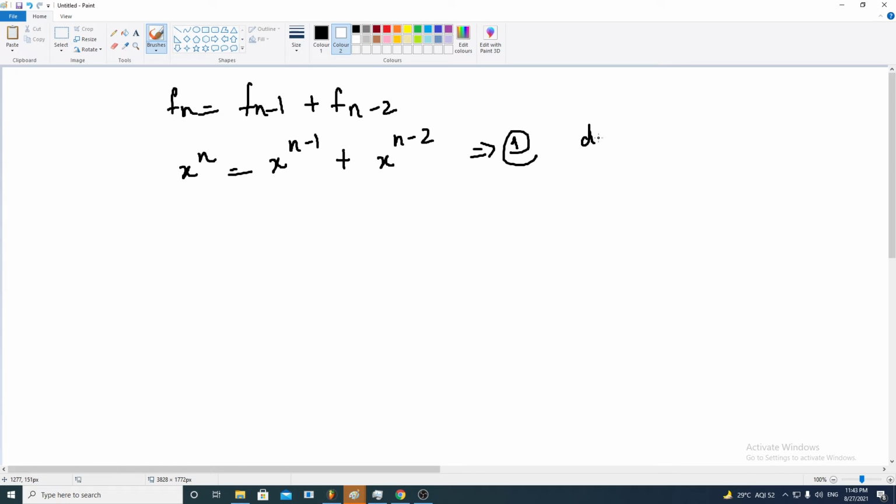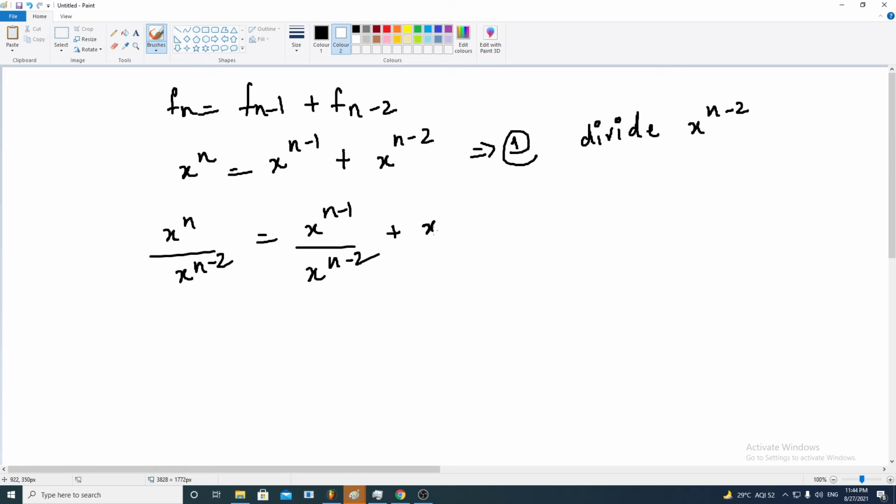Then we are going to divide the complete equation by x raised to n minus 2. So what will we get? We'll get x raised to n divided by x raised to n minus 2 is equal to x raised to n minus 1 divided by x raised to n minus 2 plus x raised to n minus 2 divided by x raised to n minus 2. What will that give us? It will give us x squared equals x plus 1. That is the characteristic equation that we have got.